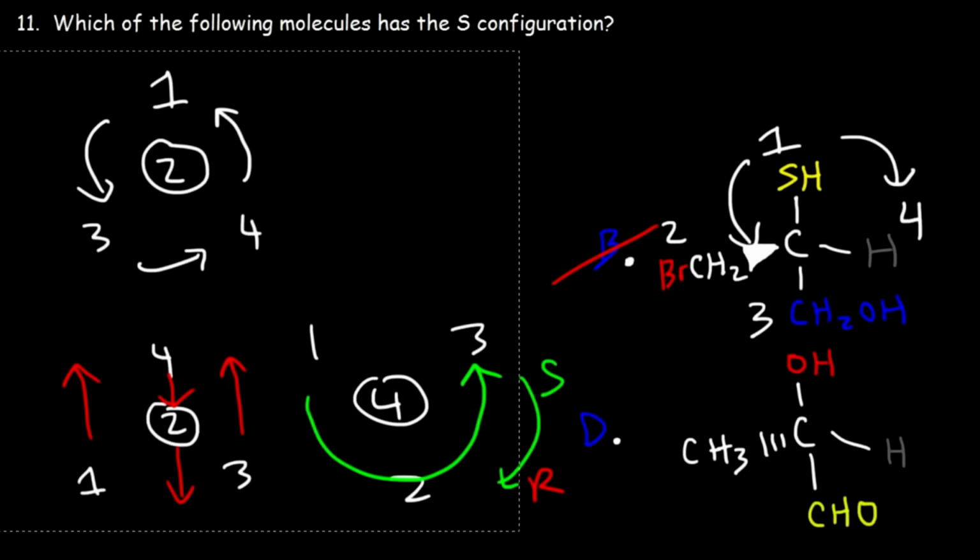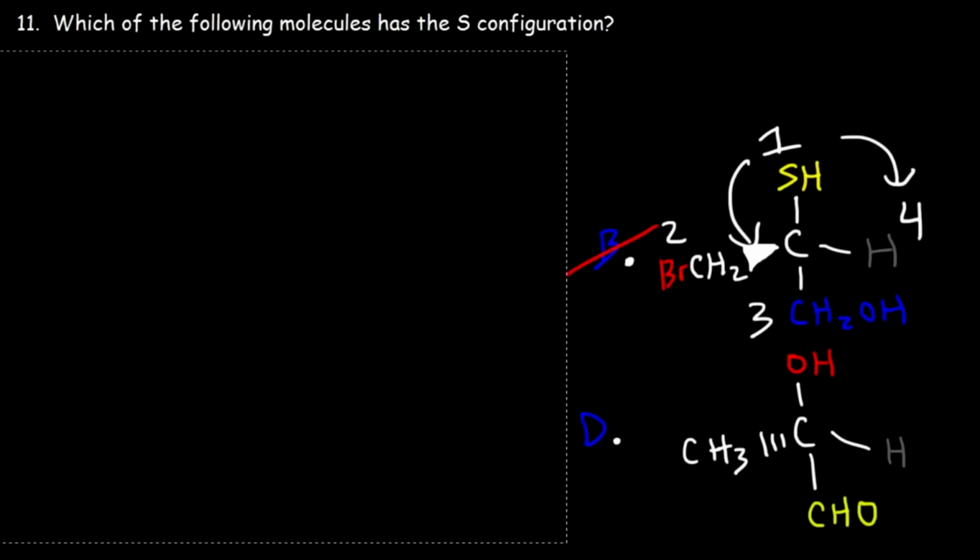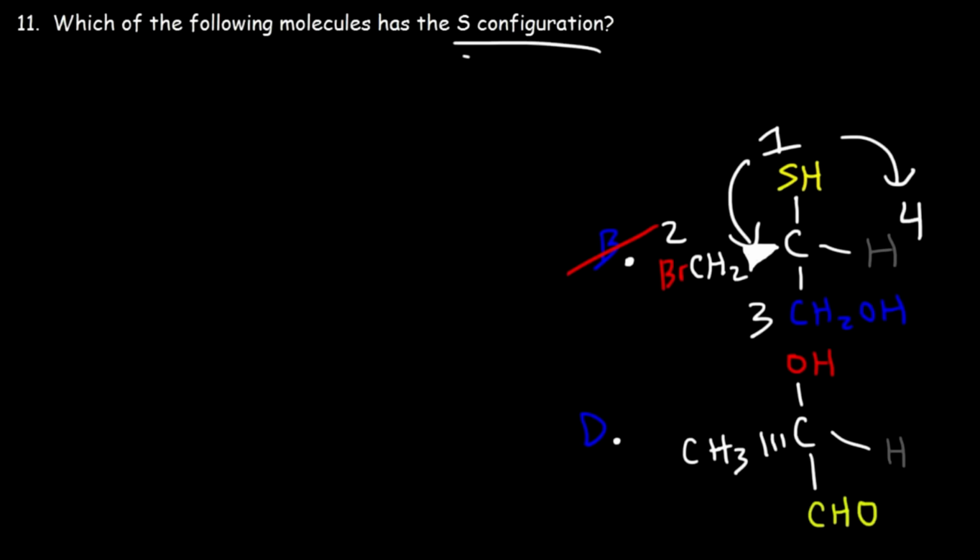Now what about the last one, D? The answer that we're looking for is S, and we know that C is the right answer. So let's prove that answer choice D has the R configuration. Feel free to try this method yourself. Go ahead and pause the video and try it.